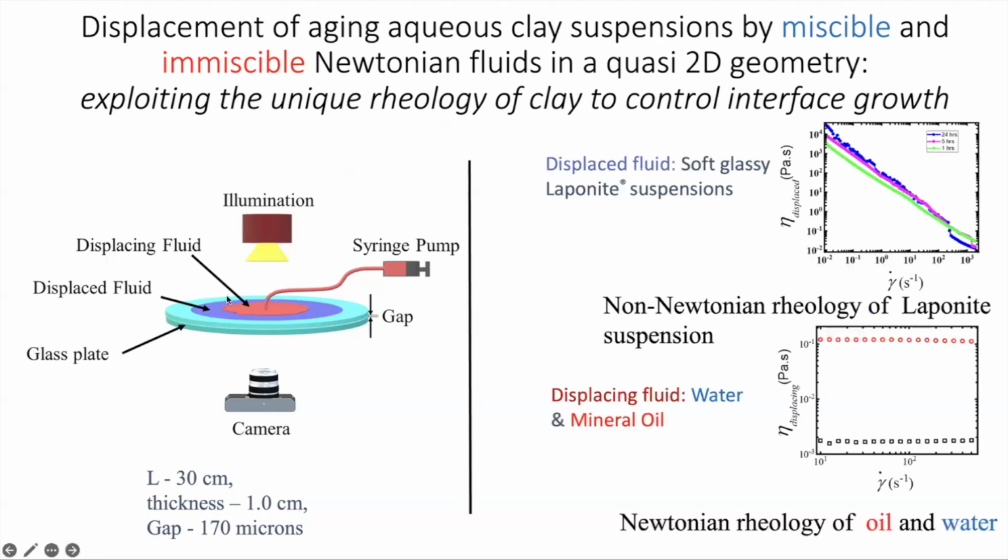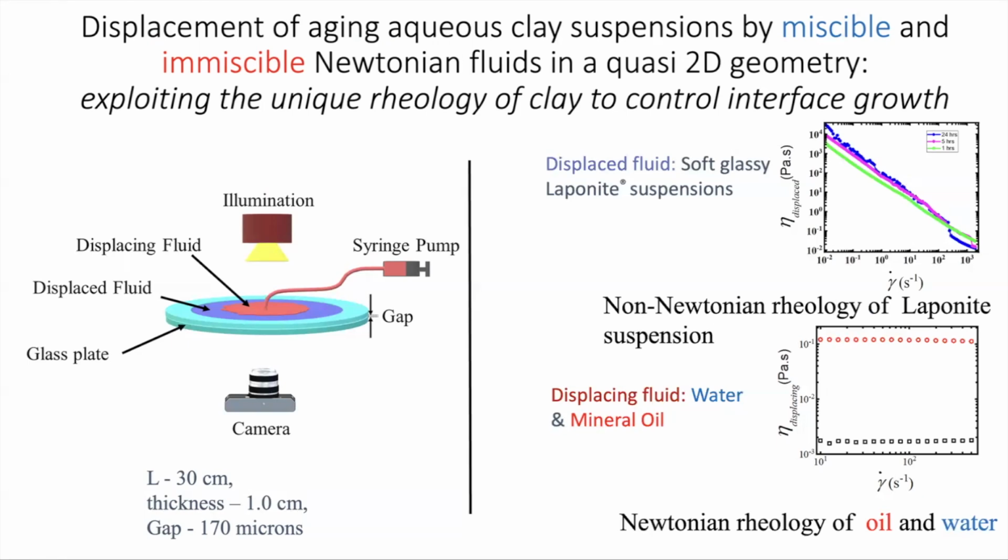And the displacing fluid, which is the red fluid here that we injected the second time, is either water or mineral oil. When you look at the viscosity, so this is for water and this is for mineral oil, under rotational shear, unlike for the laponite suspension, you can see that the viscosity of the water and the mineral oil, both Newtonian liquids, does not change with shear rate. But also do note that the mineral oil viscosity is a lot higher.